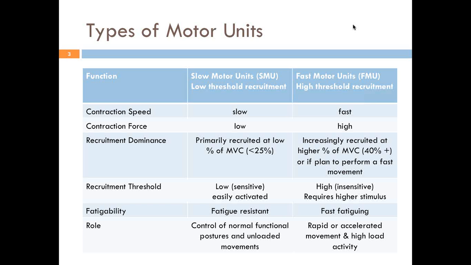Their role is to accelerate movement or handle high load. So sprinters are going to use a lot more of these fast motor units than somebody doing long distance movements. Many times you might see these called type 1 and type 2 motor units. Again, type 1 are the slow motor units and type 2 are the fast motor units.